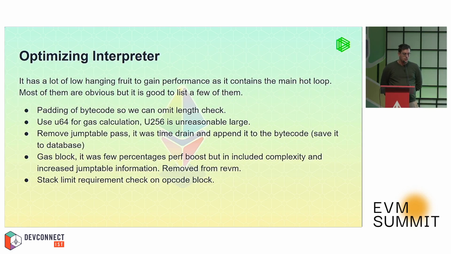For example, padding the bytecode. EVM bytecode can end at any place. That means previously, if you wanted to iterate bytecode, you needed to check the length of the bytecode. This is very easily mitigated just by padding zeros. If you pad the bytecode, you can assume that your bytecode is always going to end with STOP. So your loop is very simple.